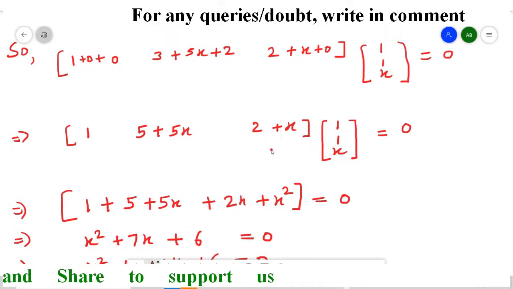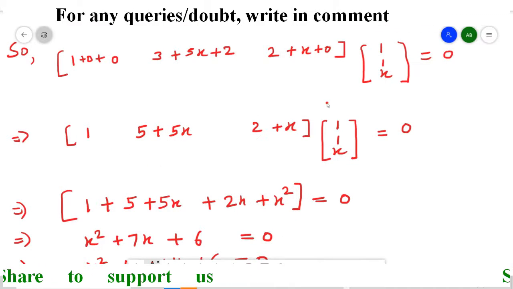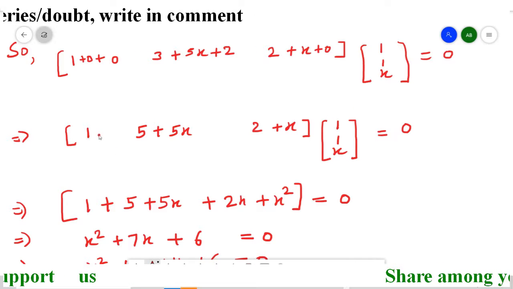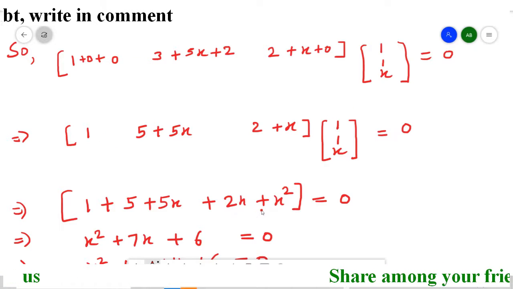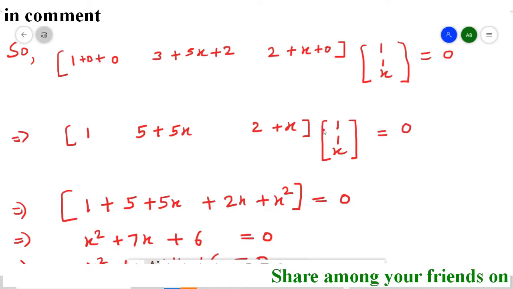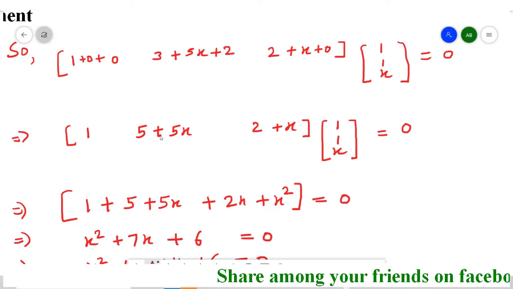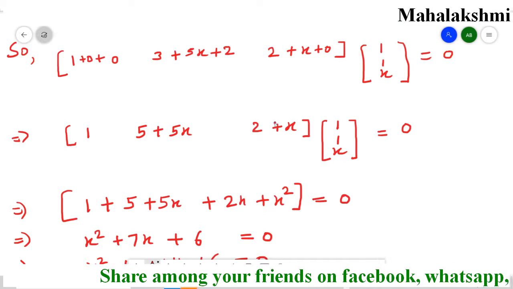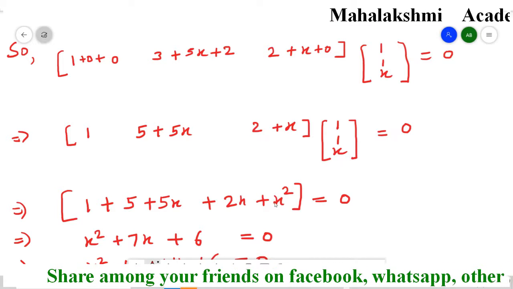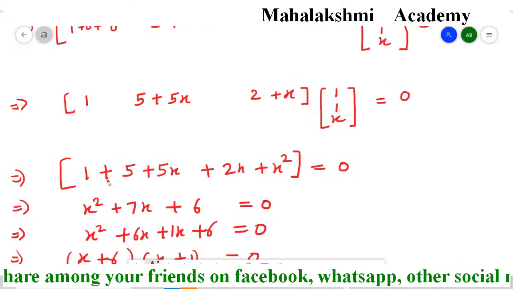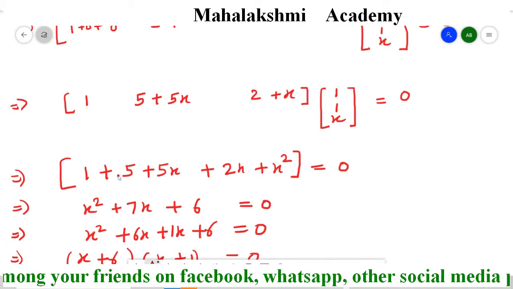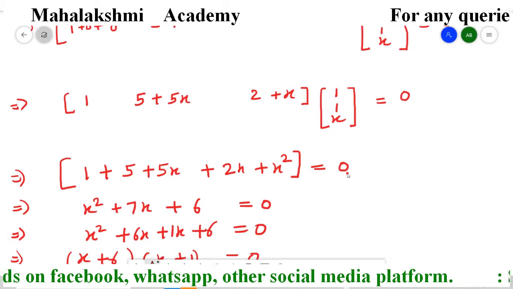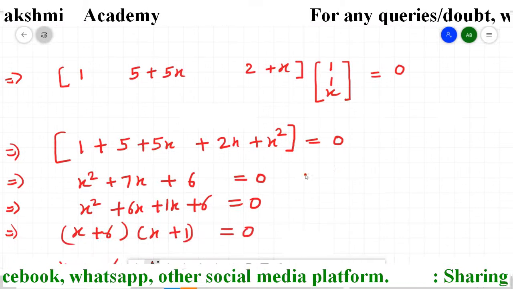Now these two matrices we have to multiply. There is only one row and one column. So first row multiplied by first column. Corresponding terms are multiplied, that will give you this result. Like 1 multiplied by 1 is 1. Then 5 plus 5x multiplied by 1 will give you this. Then 2x plus x multiplied by this will give you this. So it's a single element matrix. Only one element is there, and it's given to us as 0.